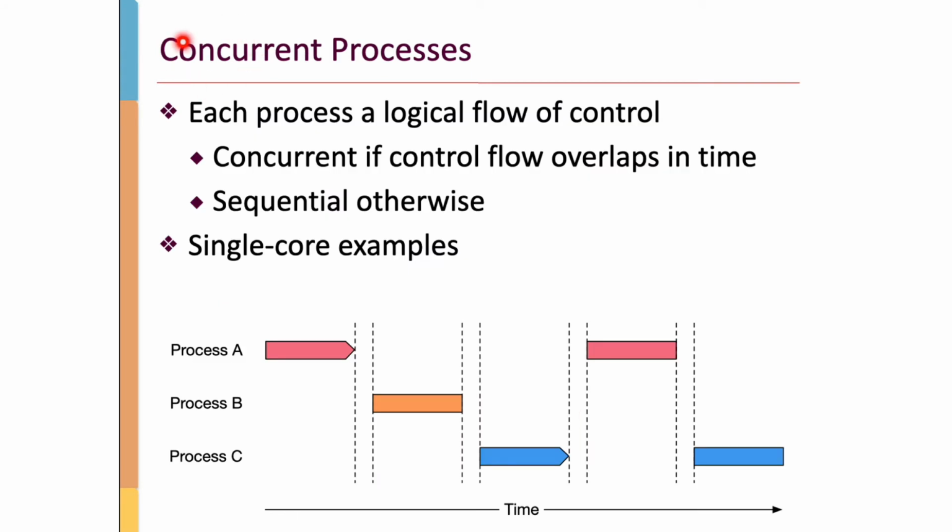Although we have this illusion of a concurrent set of processes, it's really not taking place that way. It's concurrent in the sense that the control flow overlaps in time, but on a single CPU, and this is important to keep in mind, we're just talking about a computer with one CPU, these things have to be sequentialized. If this is our timeline going left to right, and I've got three processes here, these bars indicate a span of time during which that process is executing.